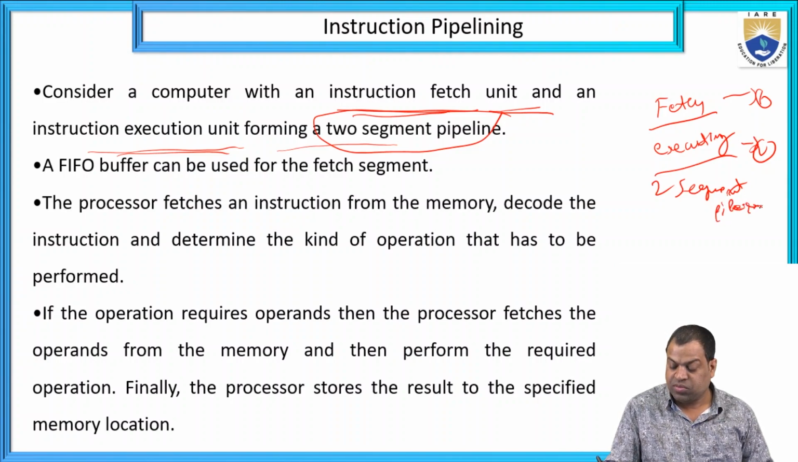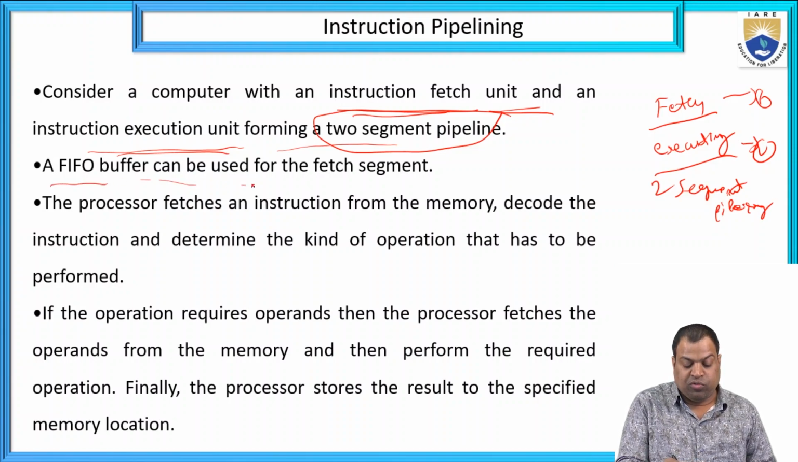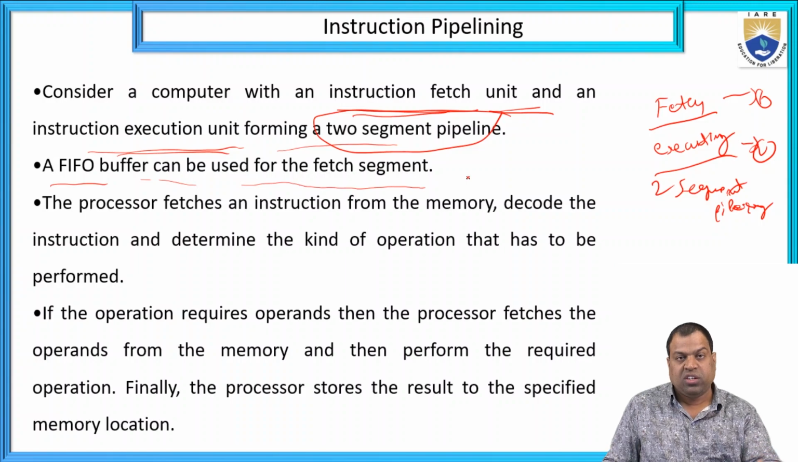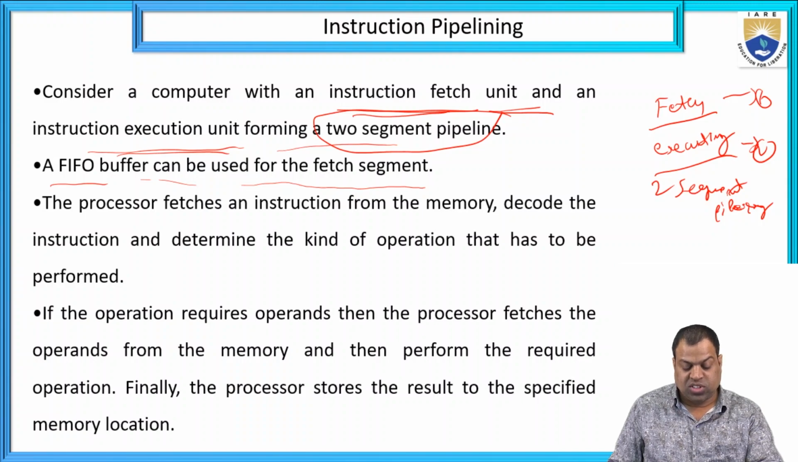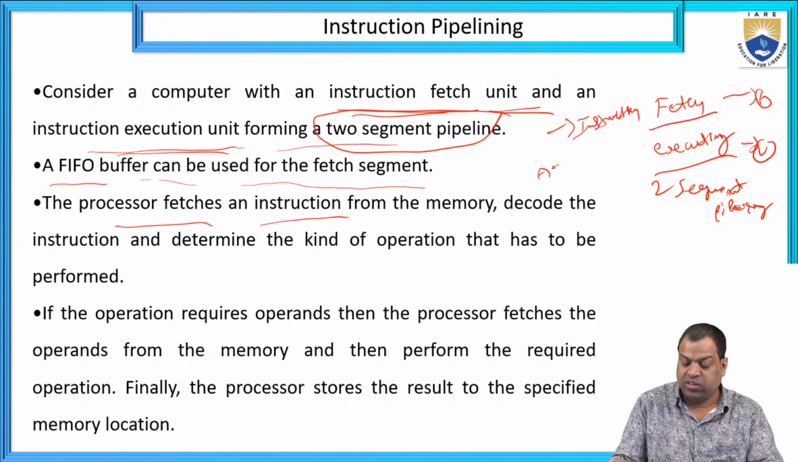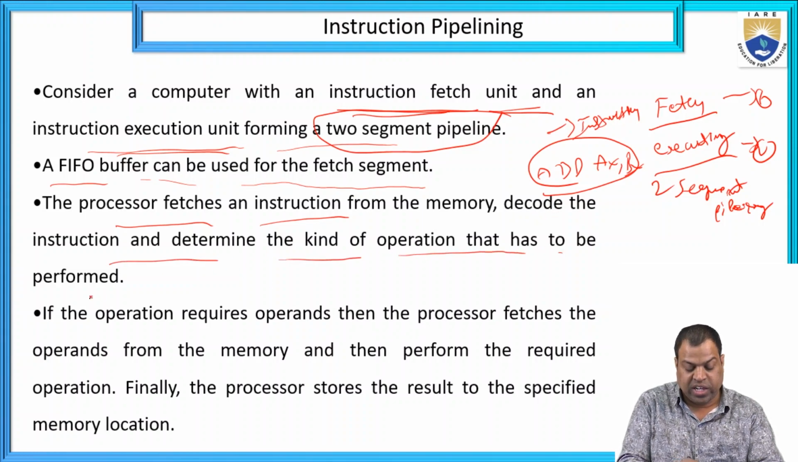A FIFO buffer can be used for the fetch segment. First in, first out process can be used in the fetch segment. The processor fetches an instruction from the memory, decodes the instruction, and determines the kind of operation that has to be performed. So I am giving instruction 1, an arithmetic operation, add ax comma bx. This instruction we first fetch from the memory, and decode to determine the kind of operation to be performed.